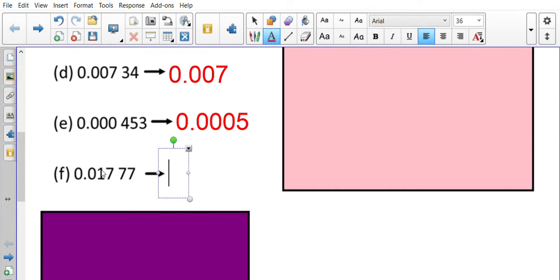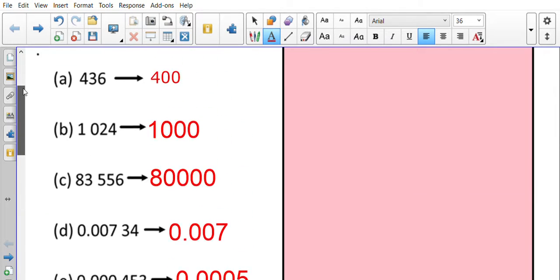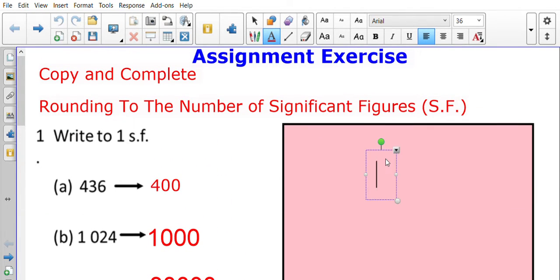Here, find your first non-zero number, because that's your first significant number, which is the 1. We have a 7 here, so above 5, so the 1 becomes a 2. So 0.02 would be your final answer there. So that's question number 1. Looking at question number 2.